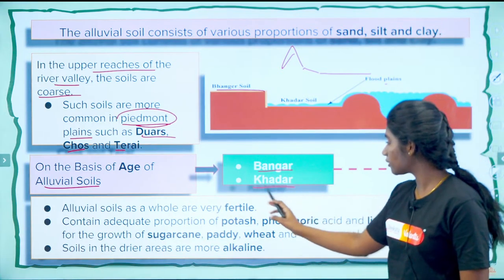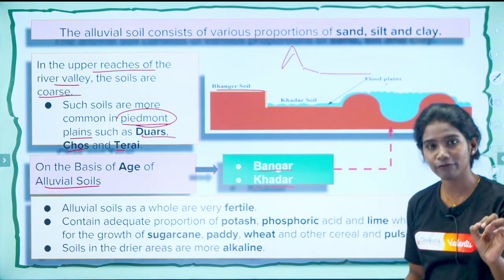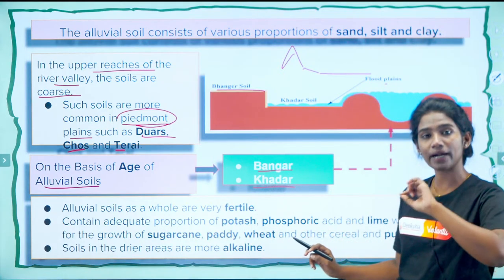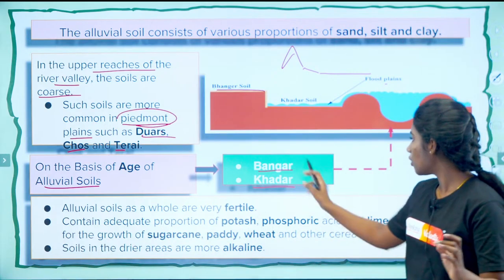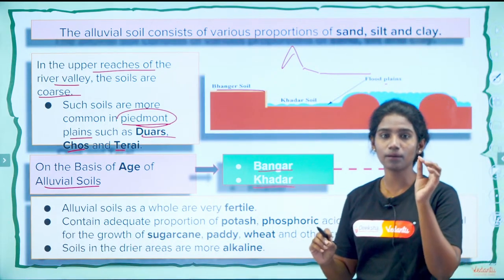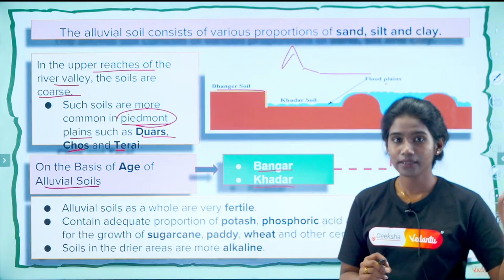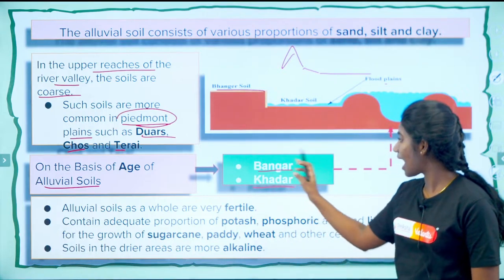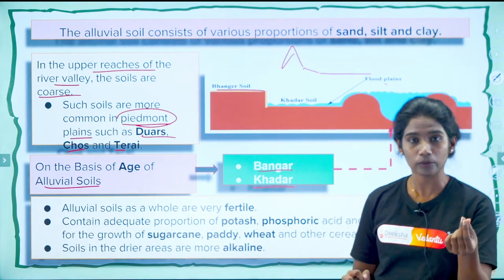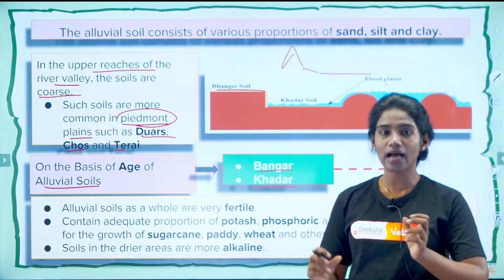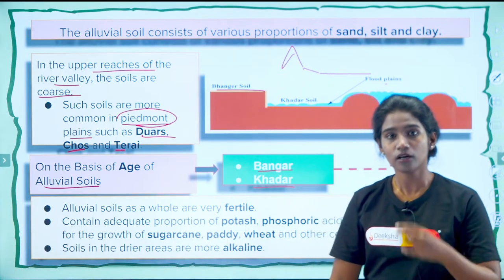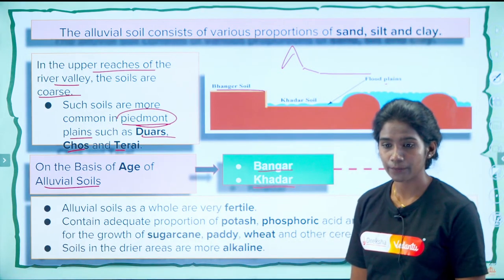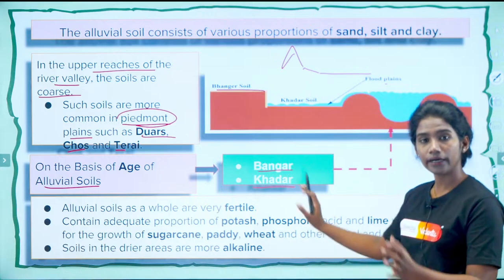Why? Because in case of khadar, the soil particles are very fine and they are new, right? So the texture is fine and the color is also light. Whereas bangar particles are very granular type, therefore it is not fit for cultivation. Along with that, they have certain kankar nodules. Kankar nodules are composed of calcium carbonate. Such nodules are present in bangar alluvial soil, because of which it is not fertile.